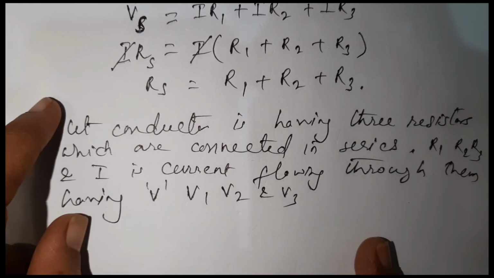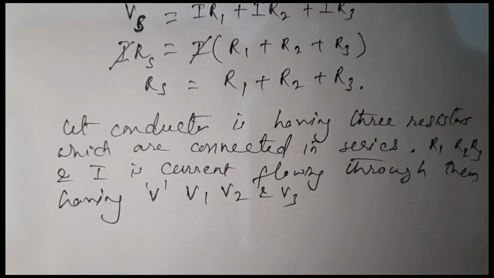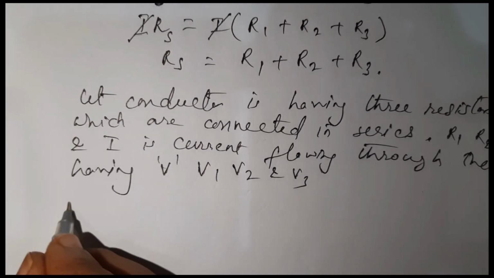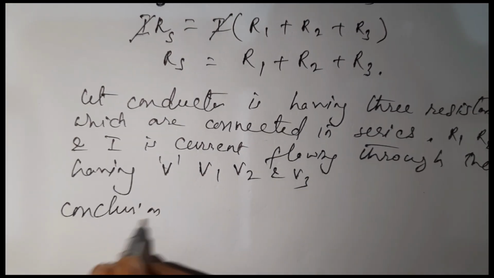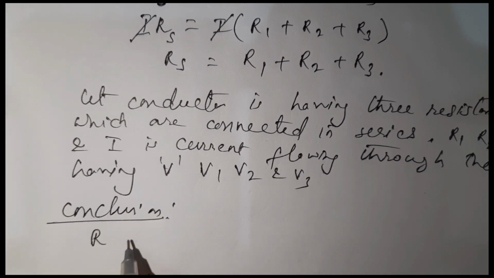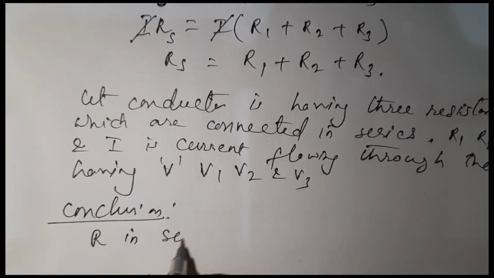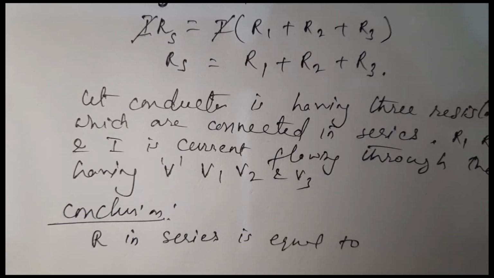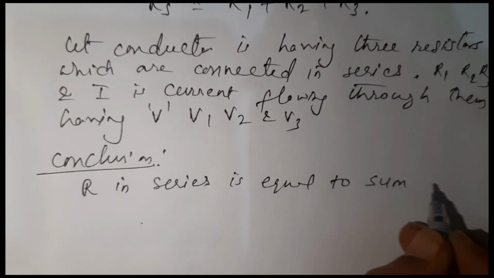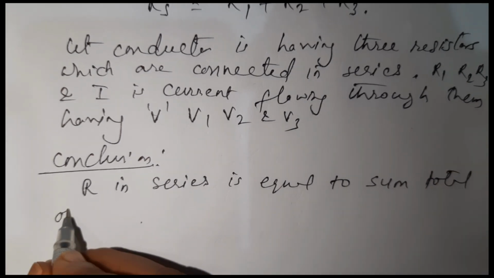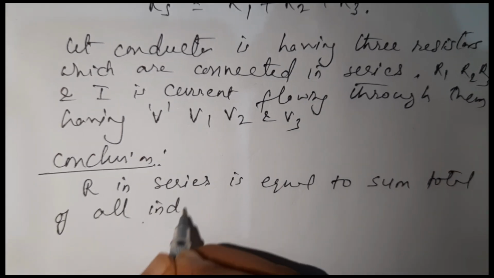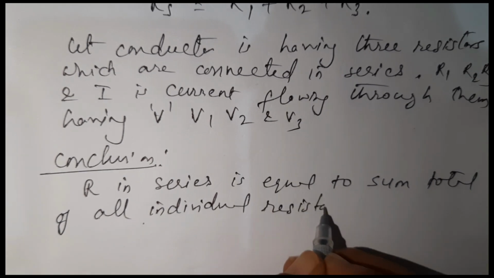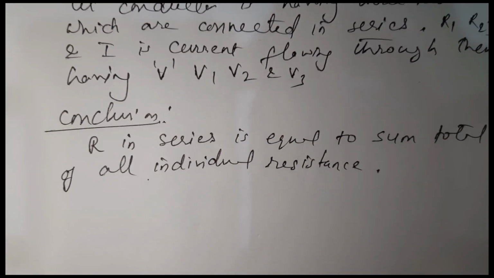The starting part you will write in this way, and then you will have the diagram and derivation. After that you need to write the conclusion part. So, conclusion: resistance in series is equal to the sum total of all individual resistances.